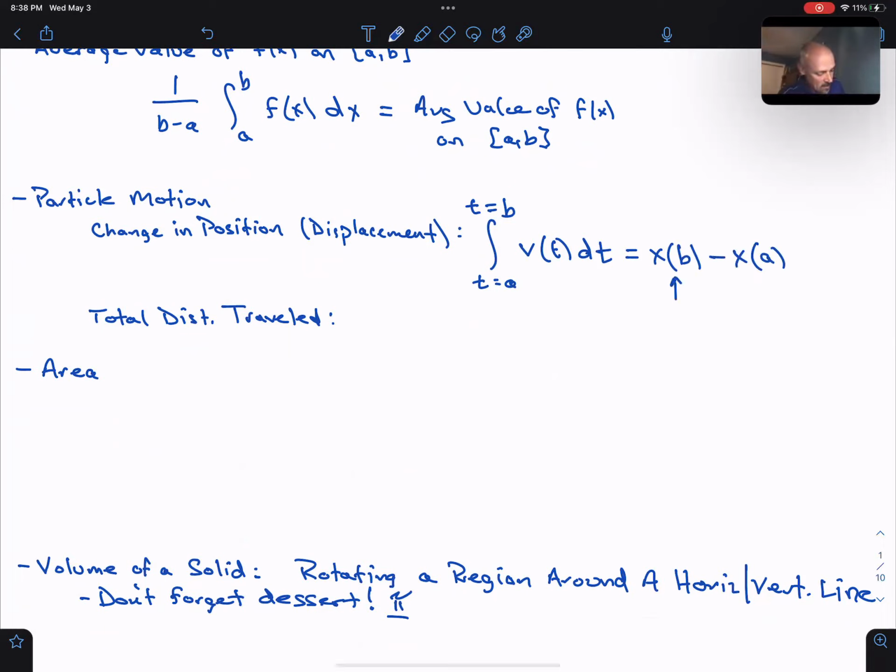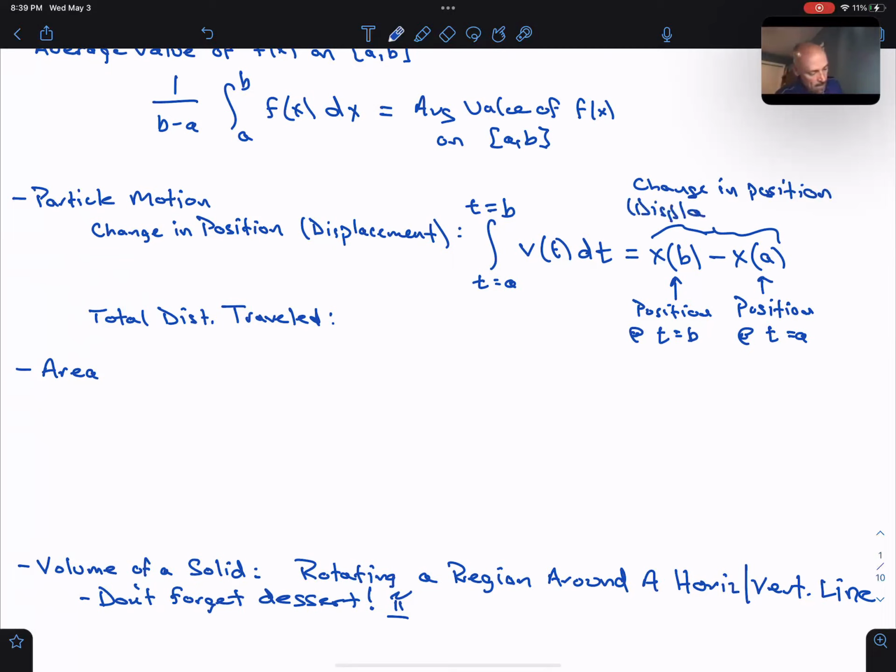Okay. So that's the position of the particle at t equals b. That's the position of the particle at t equals a. And the difference is going to be the change in position or the displacement from t equals a to t equals b.